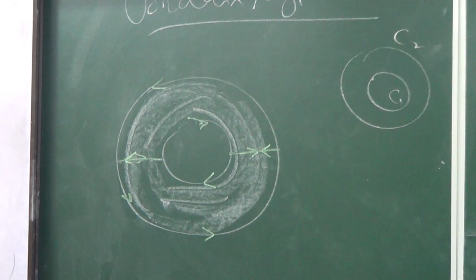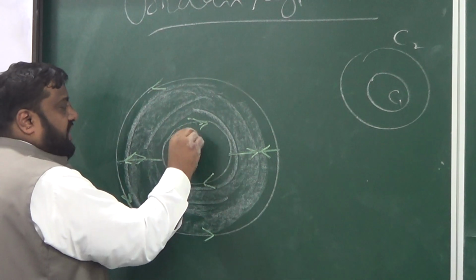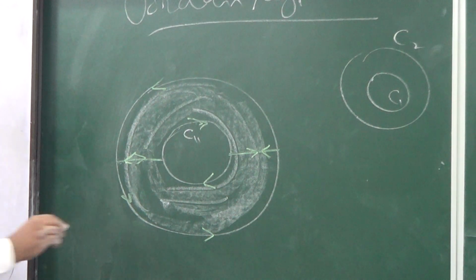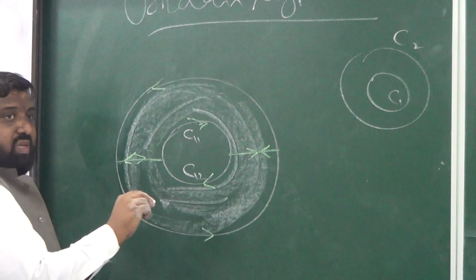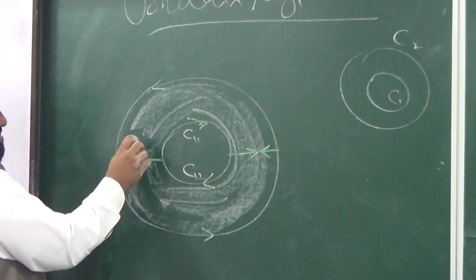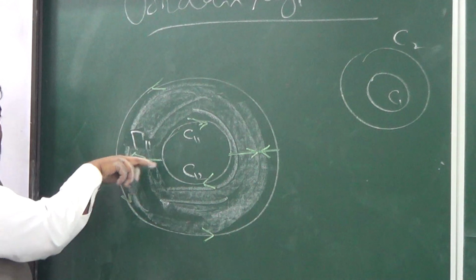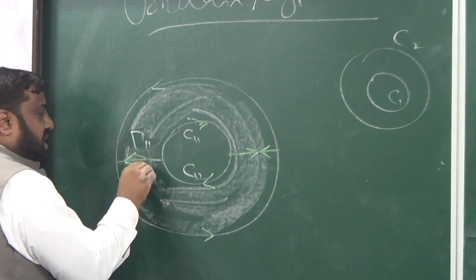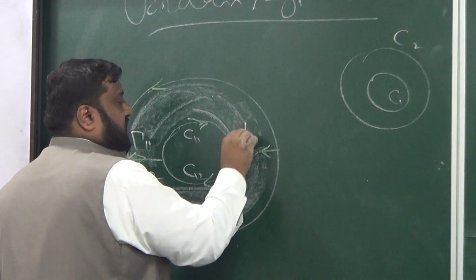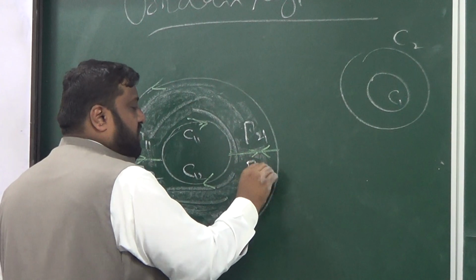I'm not going to get into every detail. Let's call this part of the curve C11. So C1's first part, C11. Let's call this C12. Give it any name, gamma 11 for example, going this way, and gamma 12. Let's call this gamma 21 and gamma 22 this way.